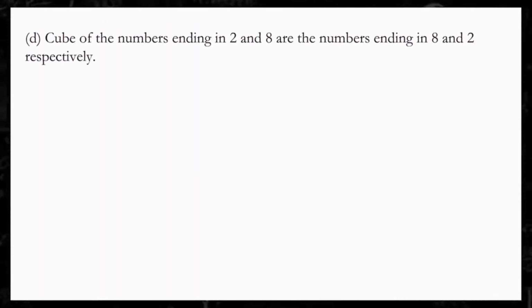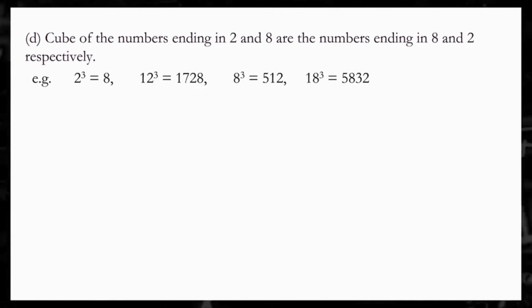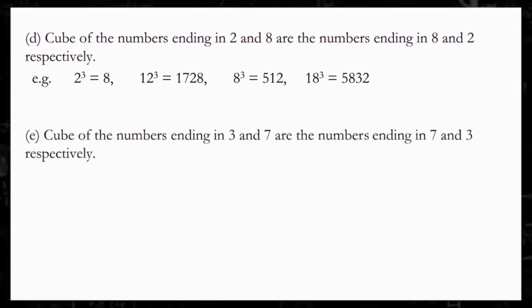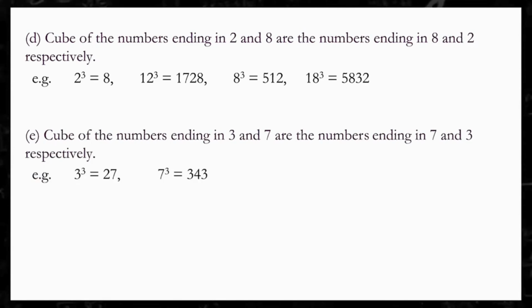D. Cube of the numbers ending in 2 and 8 are the numbers ending in 8 and 2 respectively. For example, 2 raised to the power 3 is equal to 8. 12 raised to the power 3 is equal to 1728. 8 raised to the power 3 is equal to 512. 18 raised to the power 3 is equal to 5832. E. Cube of the numbers ending in 3 and 7 are the numbers ending in 7 and 3 respectively. For example, 3 raised to the power 3 is equal to 27. 7 raised to the power 3 is equal to 343.